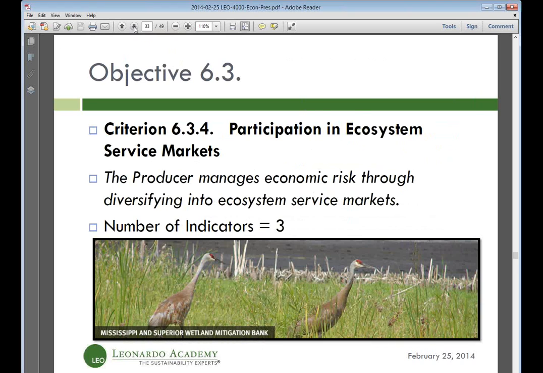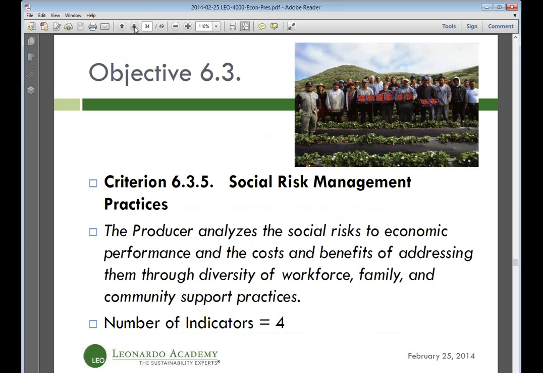Moving on to criterion 6.3.5. Again, this is where we're trying to emphasize the interconnections between various aspects of sustainability and of agricultural sustainability, so that by managing some of the risks to your personnel, your staff, and other people in the community around your operation, you're protecting the economic performance of your operation as well.